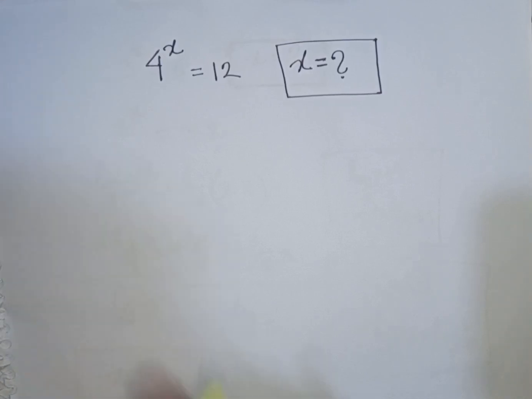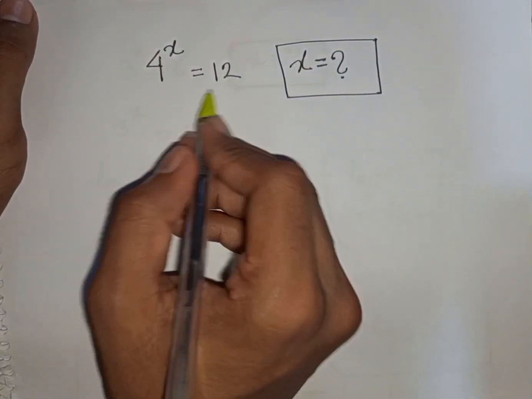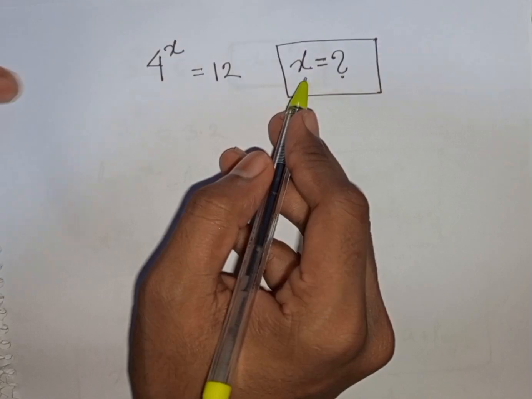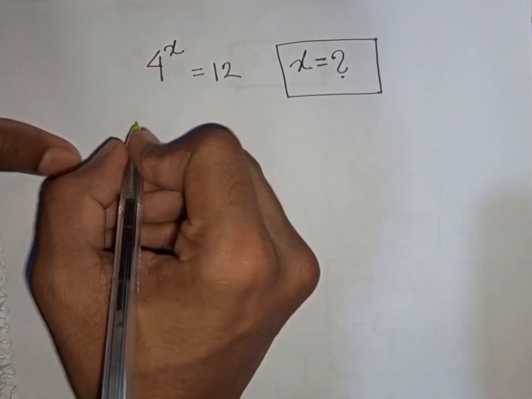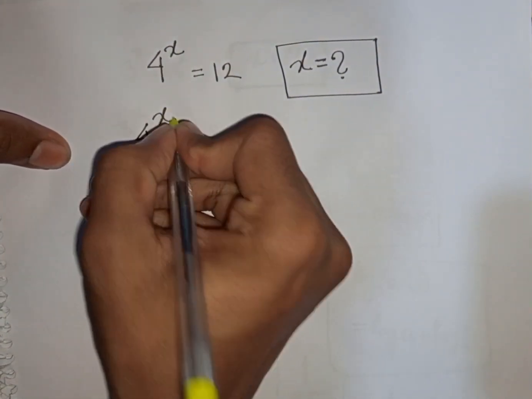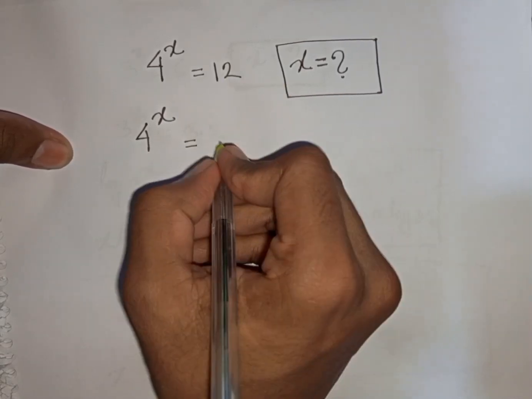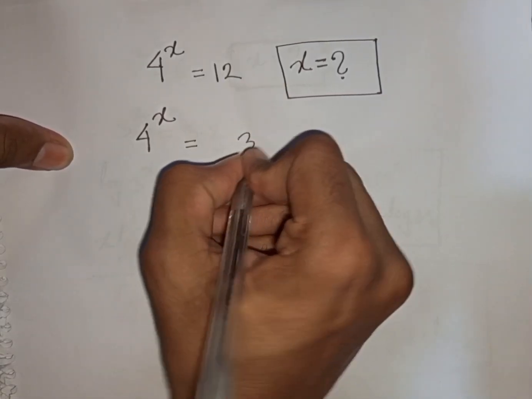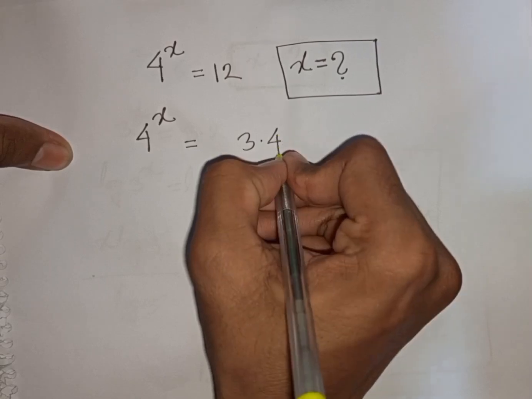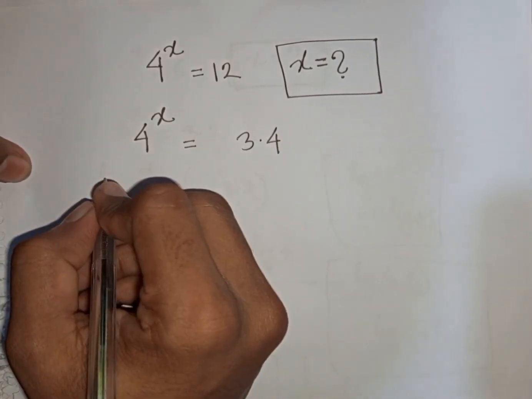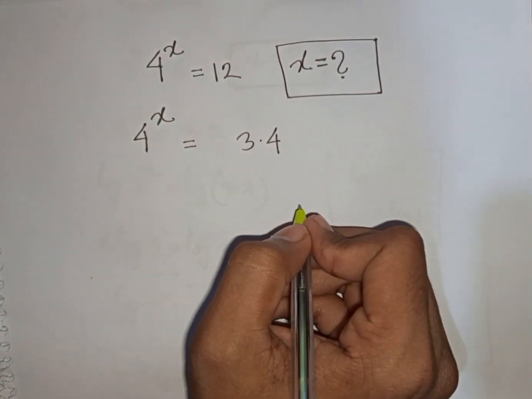How to solve 4 power x is equal to 12. Find the value of x. So we have 4 power x is equal to 12, which can be written as 3 times 4. Now we apply log on both sides.